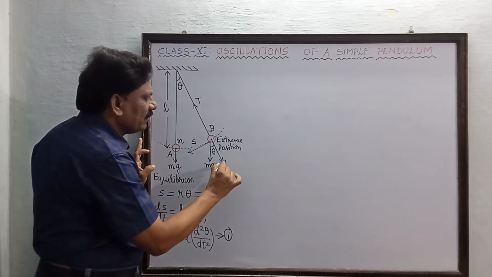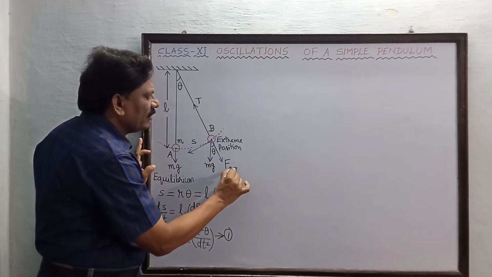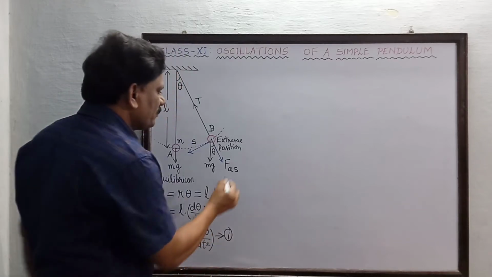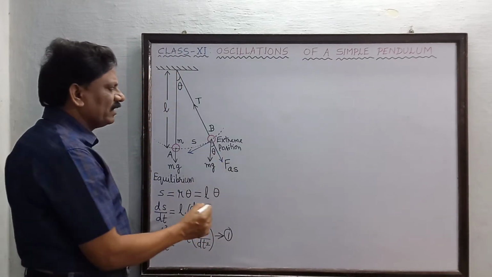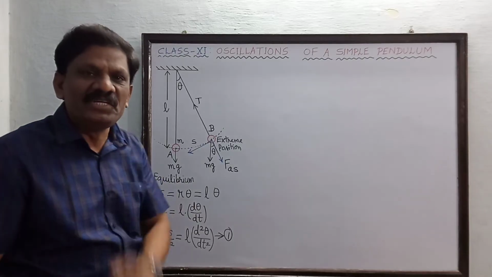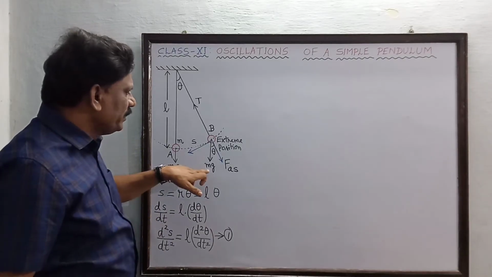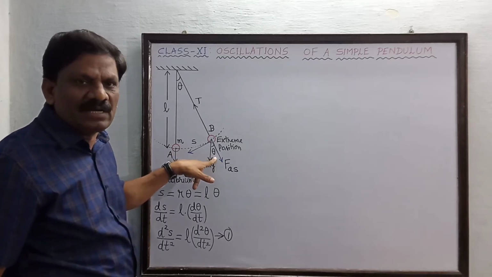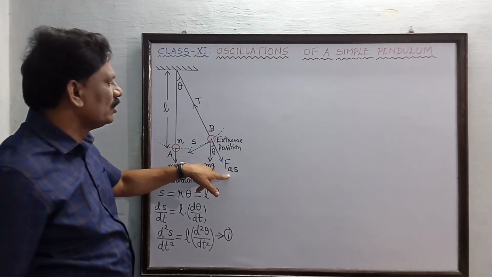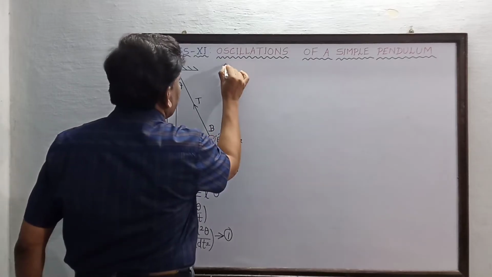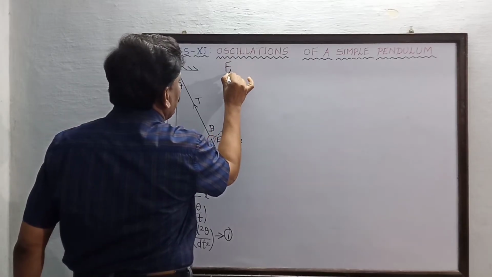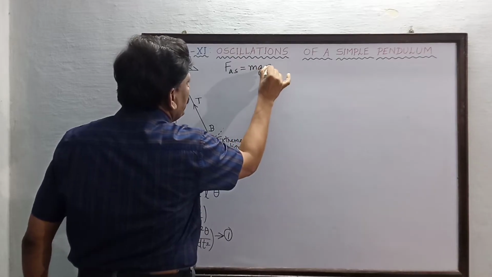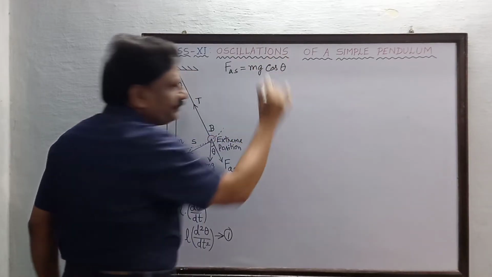So this is the force along the length of the string. AS means along string. This force is acting along the string. And what must be its magnitude equal to? It must be equal to mg into cos of this angle theta, mg cos theta. So F AS must be equal to what? I will write here, F along string is equal to mg into cos of theta.